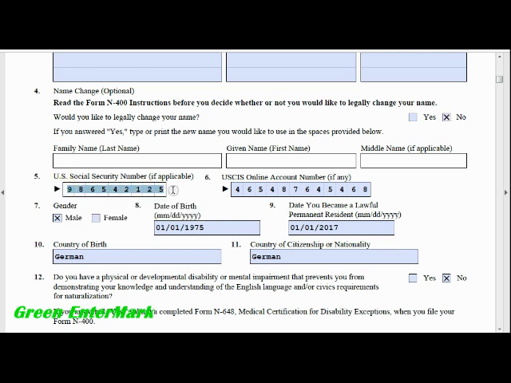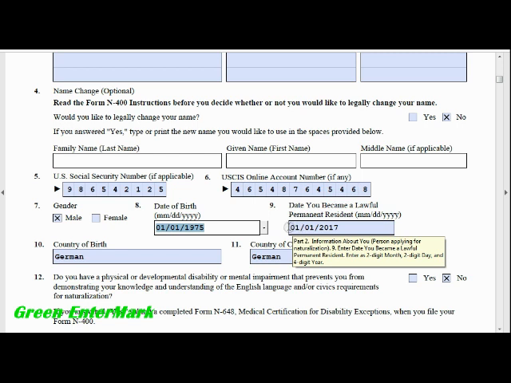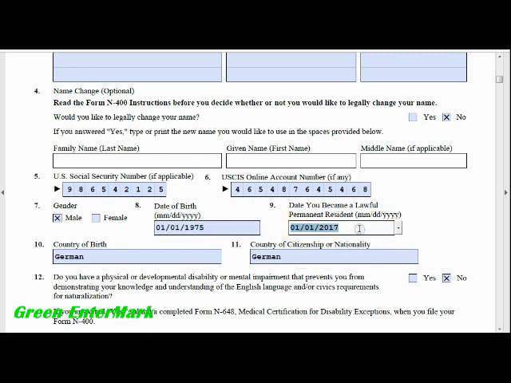Social security number you have to mention here, and USCIS online account number here, if applicable. Okay, gender, obviously male or female, then your date of birth, and the date you became a lawful permanent resident, which is mentioned on your resident card.